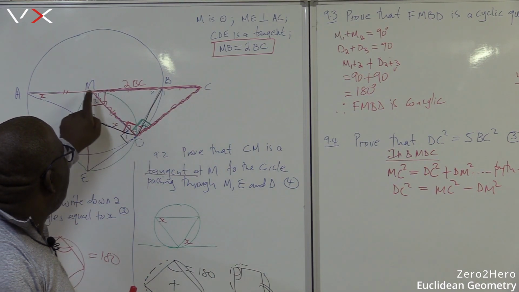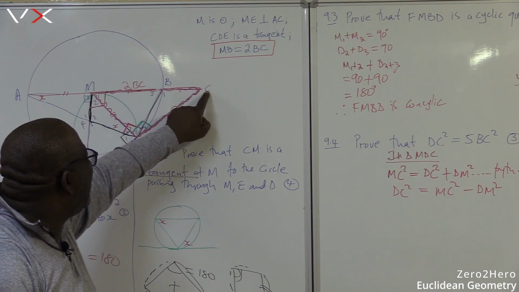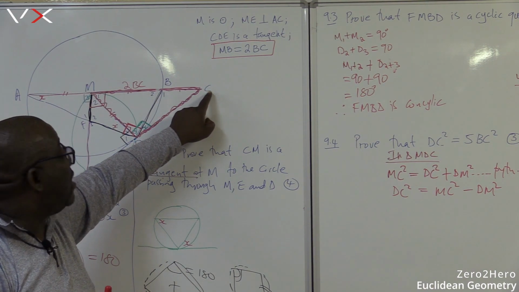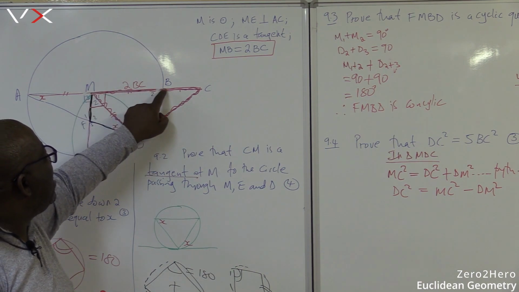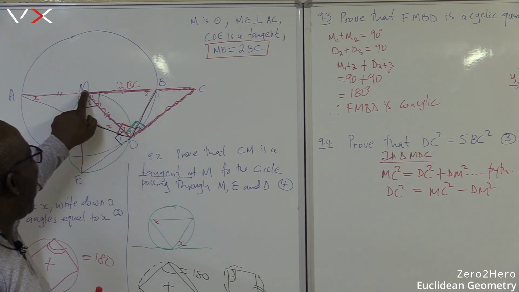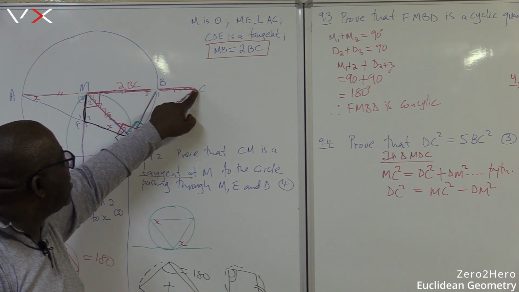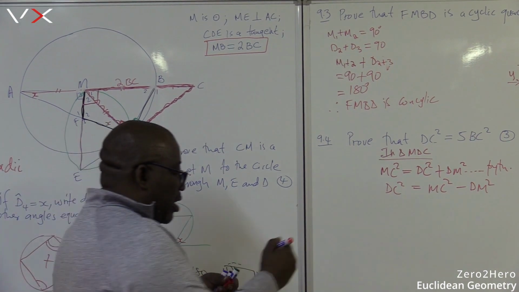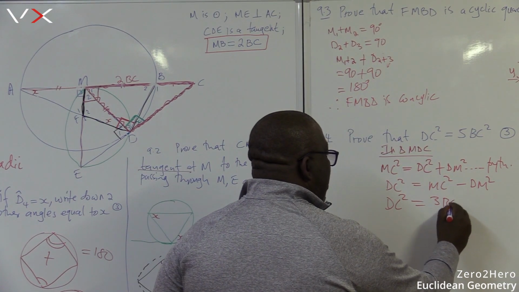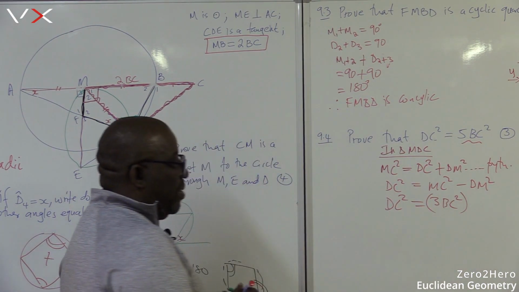But we want to change MC into BC. MC. How many BCs do we have here? We've got 2 and 1. So this all together will be 3 BC. So MB is 2 BC. BC is 1 BC. So MC will be 2 BC plus 1 BC, which will give us 3 BC. So this is equal to 3 BC squared. So we've expressed MC in terms of BC.